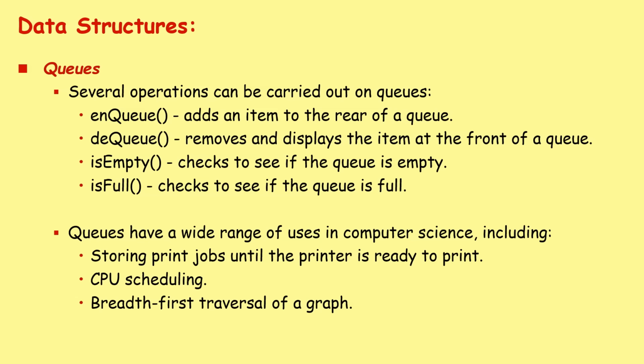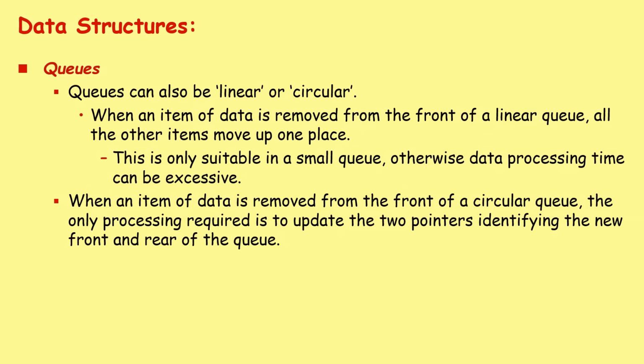Queues, of course, have a wide range of uses in computer science, including storing print jobs until the printer is ready to print, CPU scheduling, and breadth-first traversal of a graph. Queues can be both linear and circular. When an item of data is removed from the front of a linear queue, all the other items move up one place. This is only suitable in a small queue, otherwise data processing time can be excessive. When an item of data is removed from the front of a circular queue, the only processing required is to update the 2 pointers identifying the new front and rear of the queue.